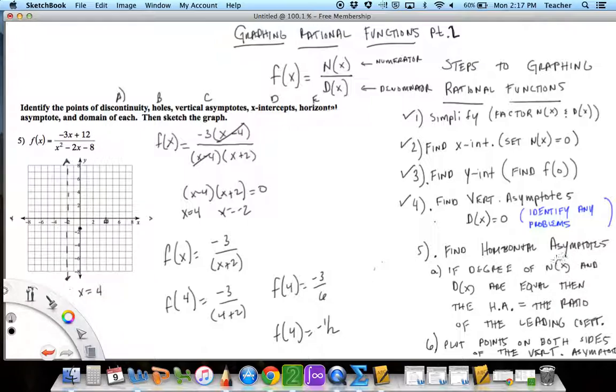Our next thing is find horizontal asymptotes. Now in this case, the degree of our numerator is less than the degree of our denominator. In that case, our horizontal asymptote exists at y equals 0. So we have a horizontal asymptote at y equals 0, and then we're starting to really get a picture of what this thing's going to look like.